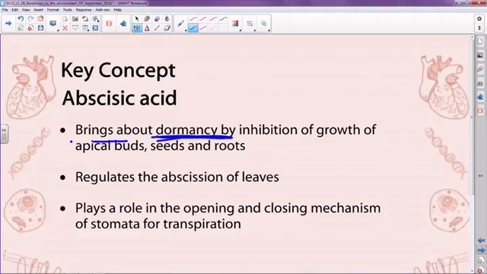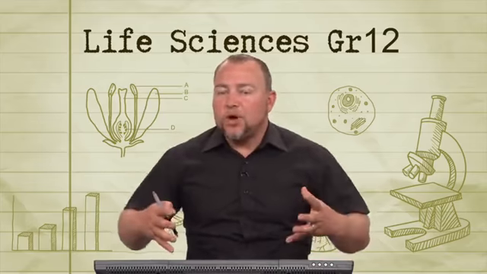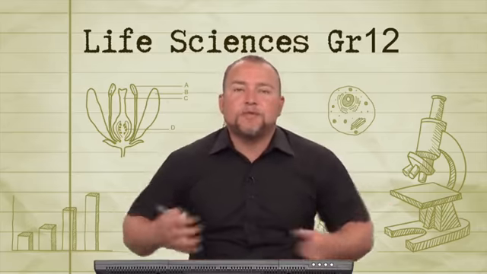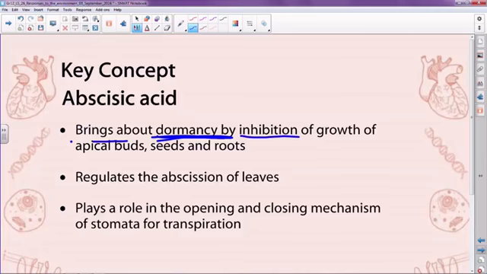You know, like you've heard before where some animals go through this thing called hibernation? So they eat for all summer long and then they sleep the whole of winter. Yeah, it's similar to that. But it brings on dormancy. In other words, it stops it from working. So it brings dormancy and inhibits growth of apical buds, seeds, and roots. It stops them from growing.